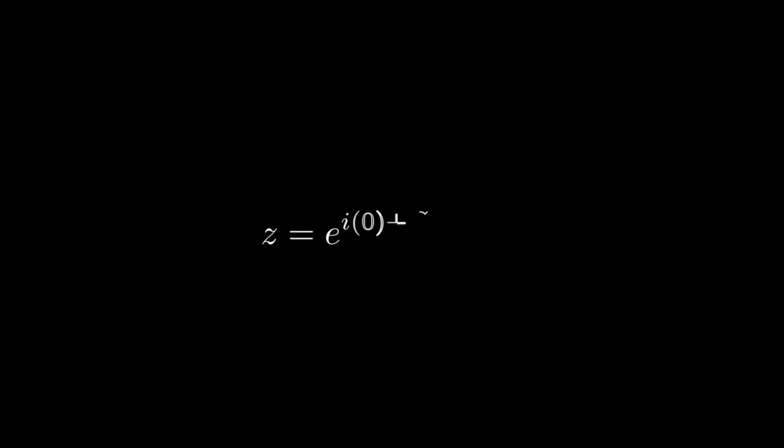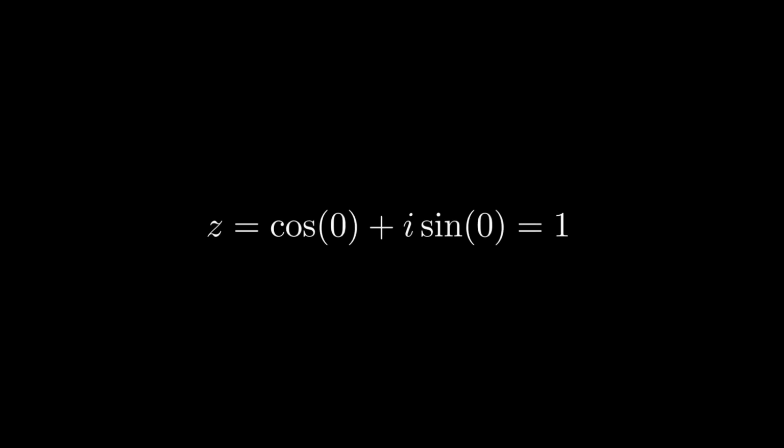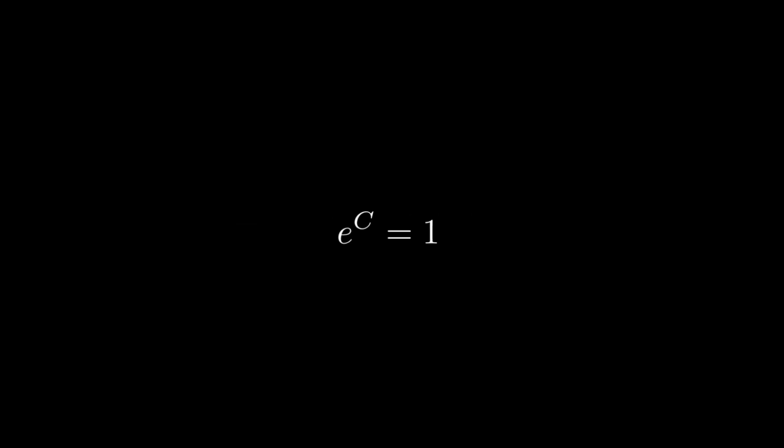Now we can prove that this constant is equal to 1 by substituting theta equals 0 into z. If we substitute theta equals 0, we get cosine of 0, which is equal to 1, plus i times the sine of 0, which is equal to 0. That means z equals 1, and e to the i theta will also be equal to 1. This implies that our constant is equal to 1. Thus, we have proven that z is equal to e to the i theta.